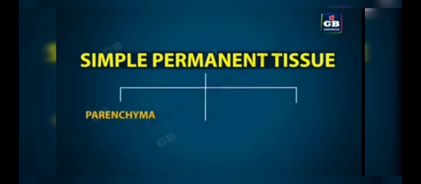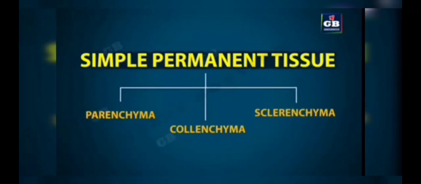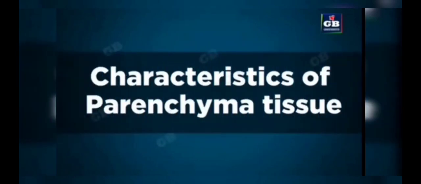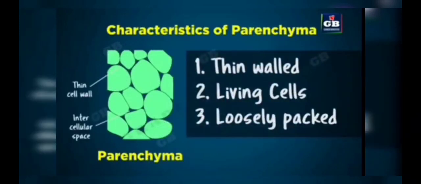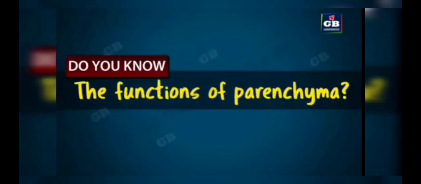Let us know about simple permanent tissue. It is of three types: parenchyma, collenchyma, and sclerenchyma. Firstly, characteristics of parenchyma tissue. The cells of parenchyma tissue are thin-walled, they are living cells and they are loosely packed and have intercellular spaces between the cells.